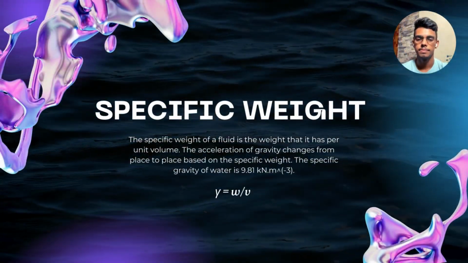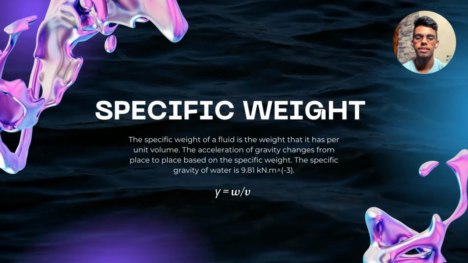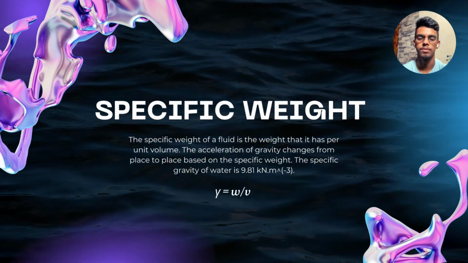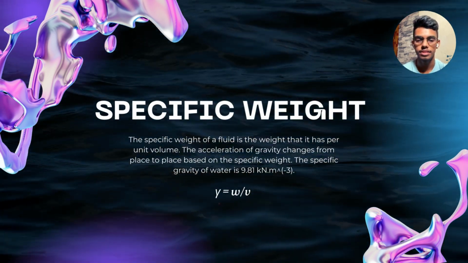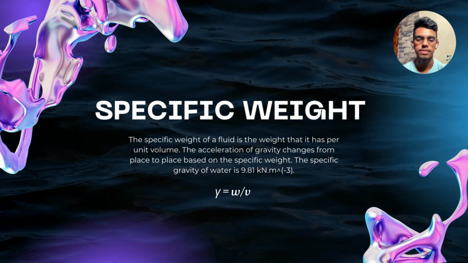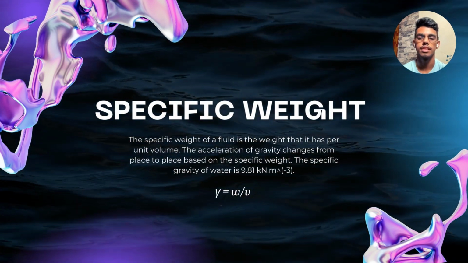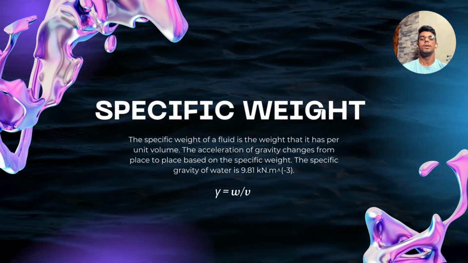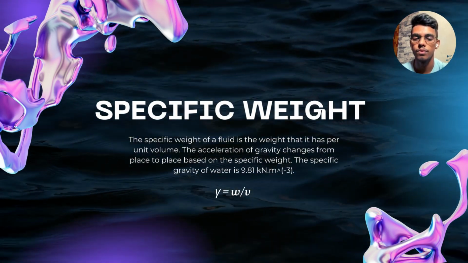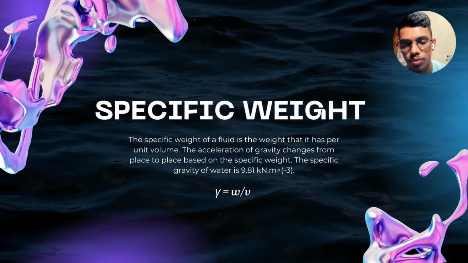Okay, next will be specific weight. Specific weight of a fluid is the weight that it has per unit volume. The acceleration of gravity changes from place to place based on the specific weight. The specific weight of water is 9.81 kilonewton per meter cube. So the formula to calculate specific weight is specific weight equals weight over volume.